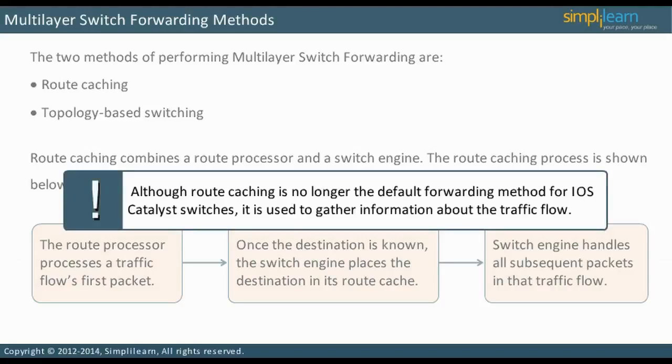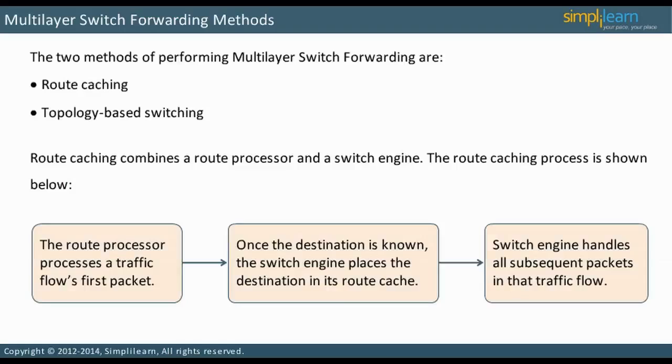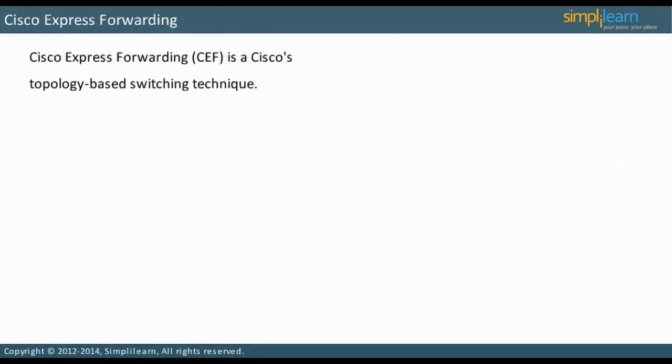Route caching is no longer the default forwarding method for IOS Catalyst switches. However, this is still used to gather traffic flow information, so it is important to understand how the processing occurs. Let us look at Cisco Express Forwarding, Cisco's topology-based switching, and how it works.